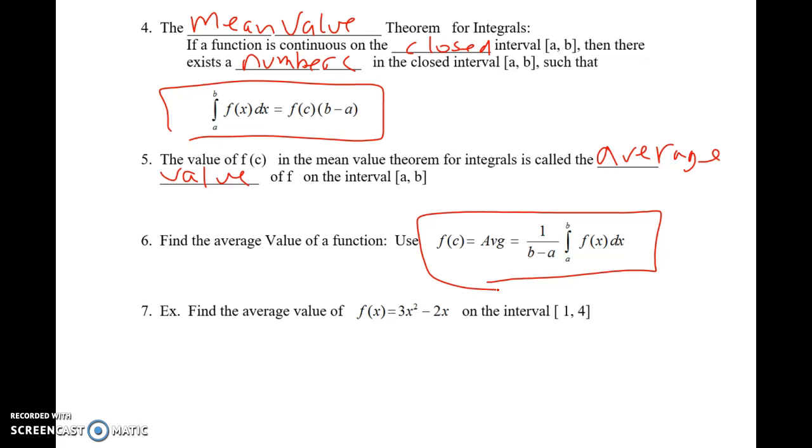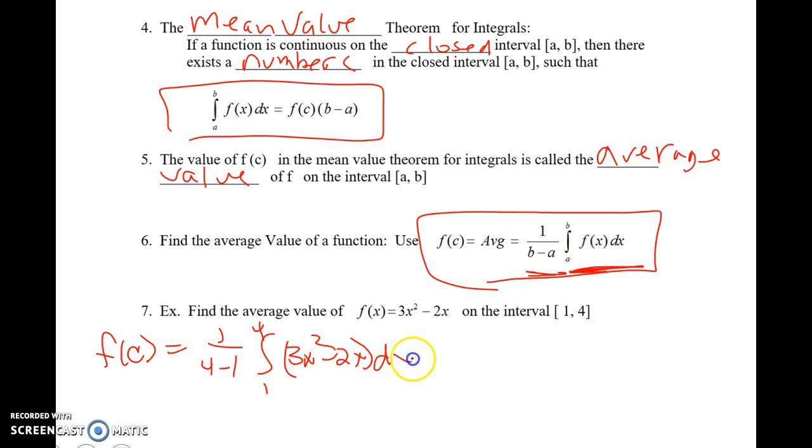If you had to average your grades, you're going to add it up, find the total, and divide it by the number of grades you had. So this integral portion is finding the total area, and this 1 over b minus a is basically dividing by the number of units you covered. So let's first write it out. F of c will be 1 over b minus a. So that's the upper bound minus the lower bound of the integral from 1 to 4 of the function 3x squared minus 2x dx.